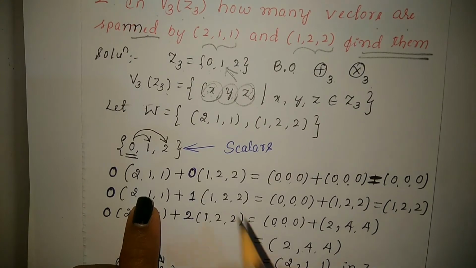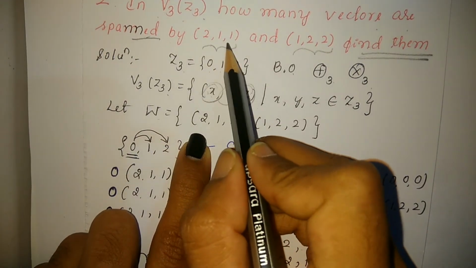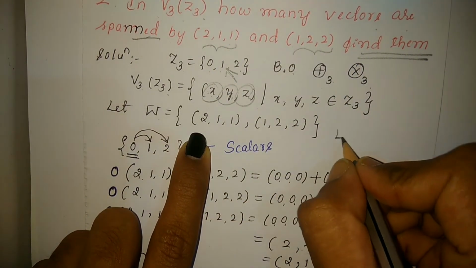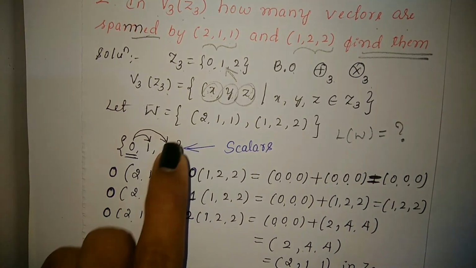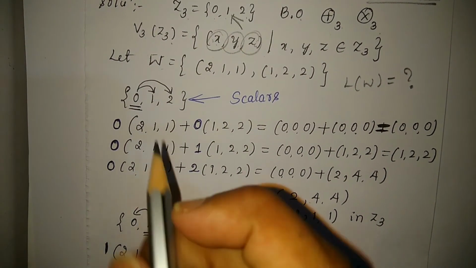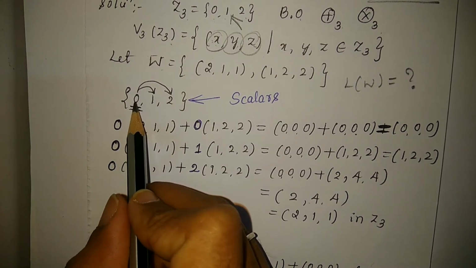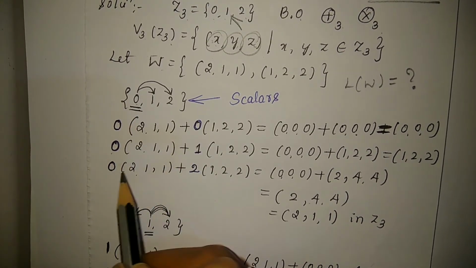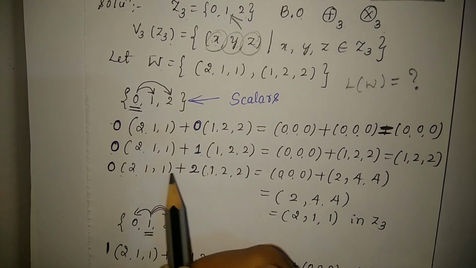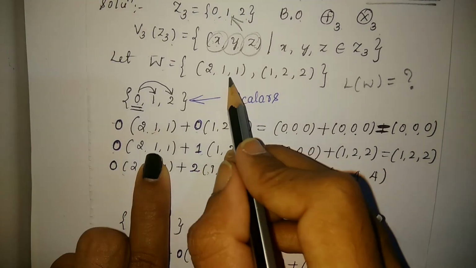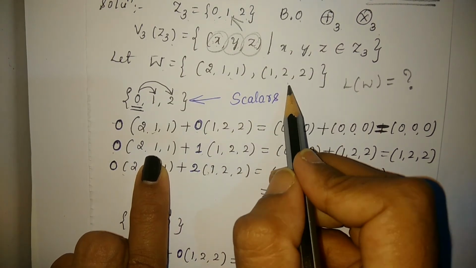Now I am choosing W equal to 2, 1, 1 and 1, 2, 2. So what we have to find is the linear span of W. Okay. So for that, similar to the previous one, take 0 with 0, 0 with 1 and 0 with 2, with scalars C1, C2. So the vectors are 2, 1, 1 and 1, 2, 2 for this problem.